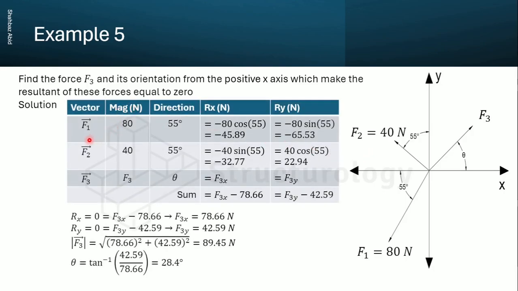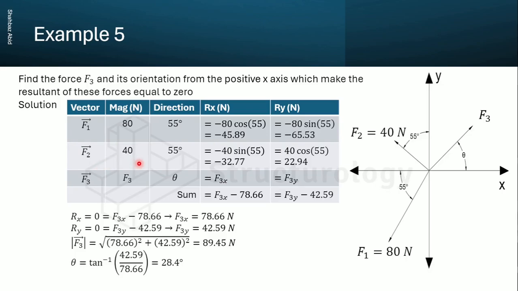So we have vector F1, which has a magnitude of 80 and its direction is 55 degrees from the negative x-axis. So we can now see that it's in the third quadrant, so both of the resultant components are going to be negative, Rx is going to be negative, and it's creating an angle from the x-axis. So the x-axis is going to have cosine and the y is going to have sine. So we are going to get the answer as minus 45.89 and minus 65.53 newtons.